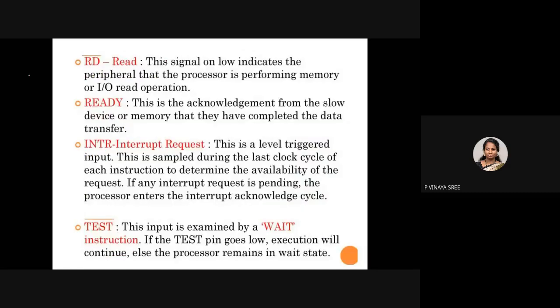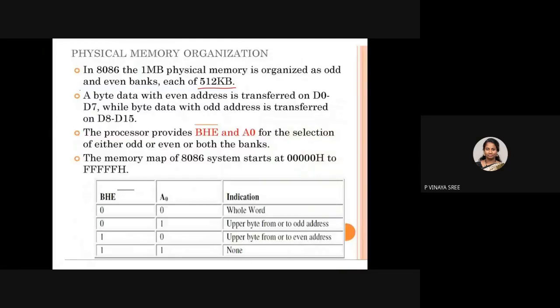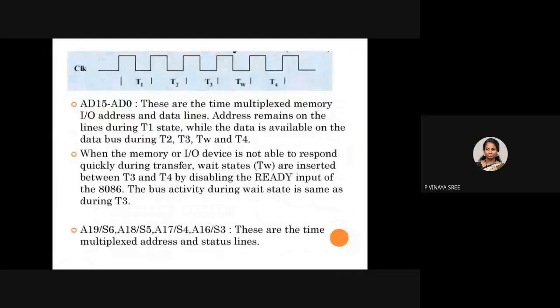So let me talk about read. Read is an active low pin. By seeing this, you can identify that there is a bar. The read signal on low indicates to the peripheral that the processor is performing a memory or IO read operation. So let me go for an example so that you can understand clearly.